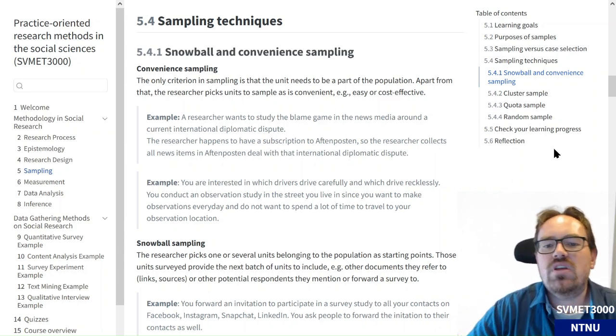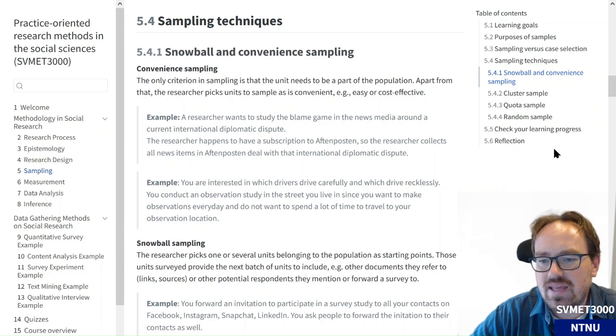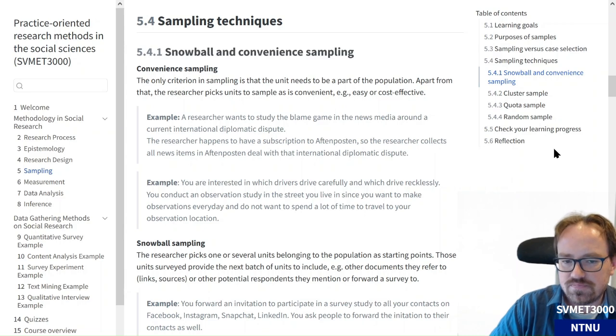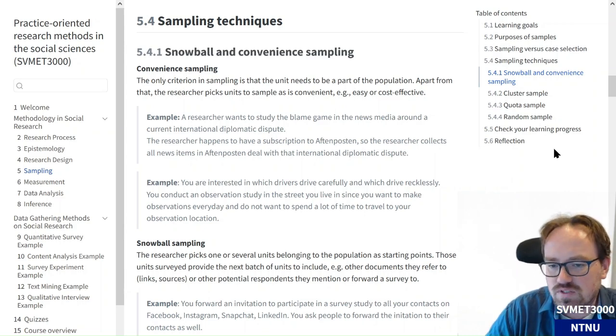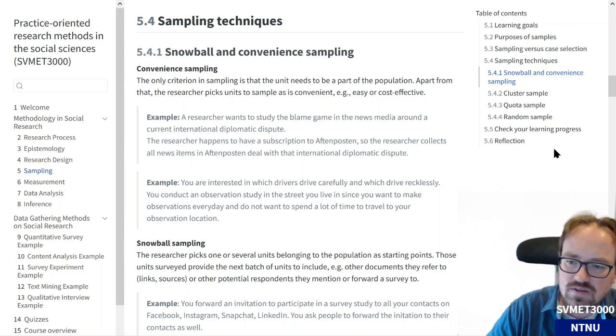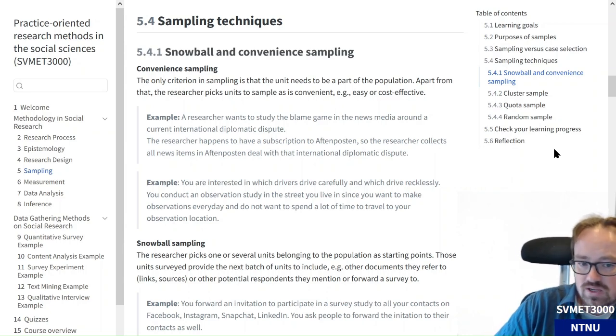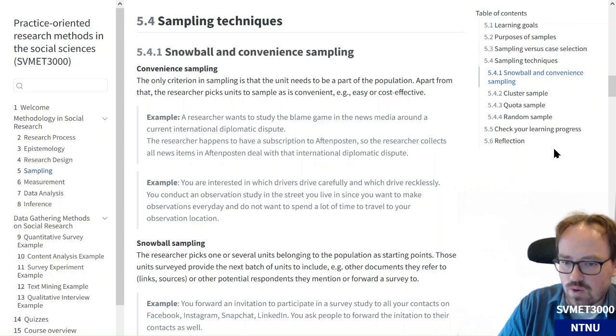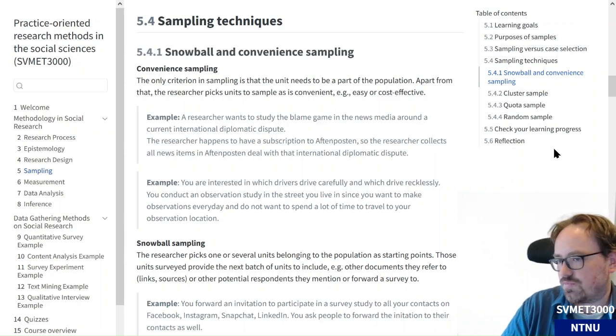An example would be a researcher who wants to study the blame game in the news media around a current international diplomatic dispute. And the researcher happens to have a subscription to Aftenposten, a major newspaper in Norway. So the researcher simply collects all news items in Aftenposten that deal with that specific international diplomatic dispute and analyzes those because it's convenient.